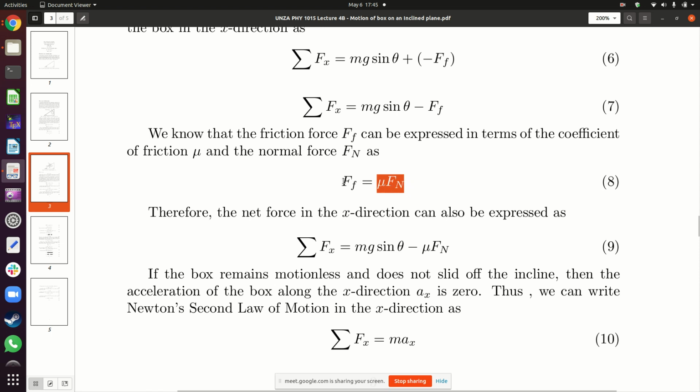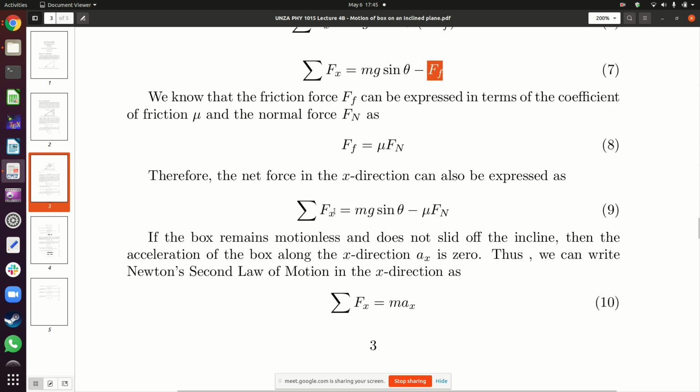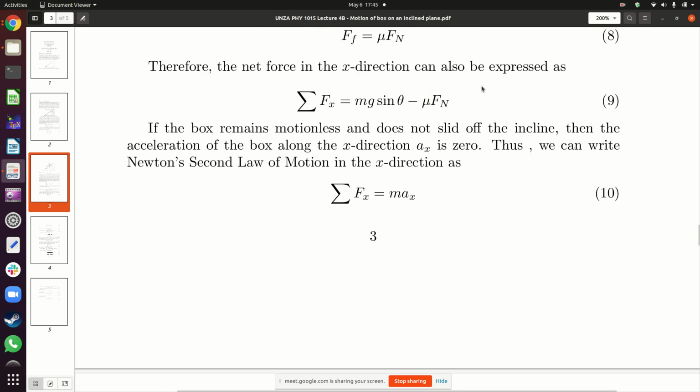So we get this expression of friction here, and we replace it here. When you do that, we end up having the resultant force along the x direction equal to mg sin theta minus the coefficient of friction multiplied by the normal force. So this is our expression of the resultant force along the x direction. It is equal to the component of the weight pulling the box down minus the friction force.